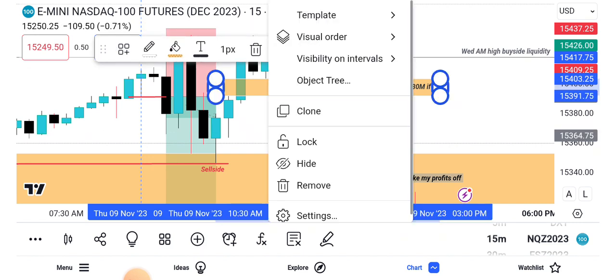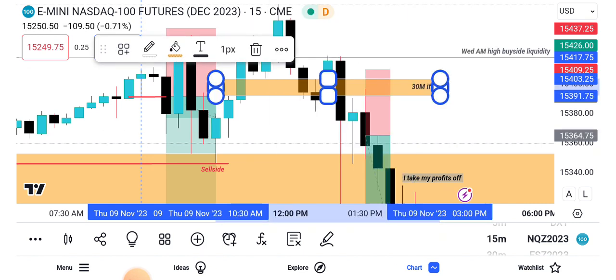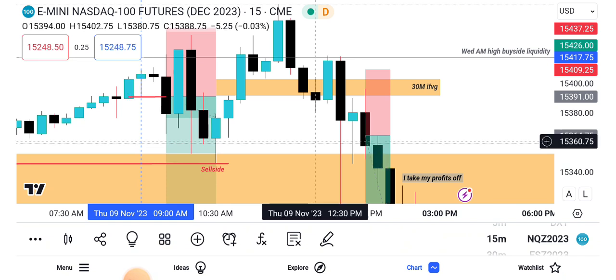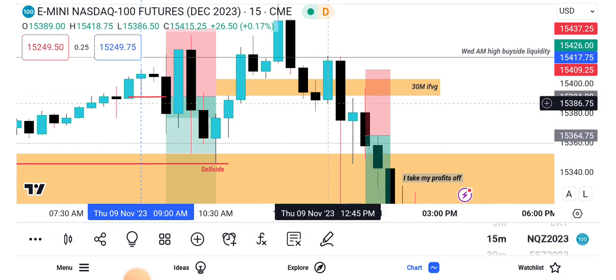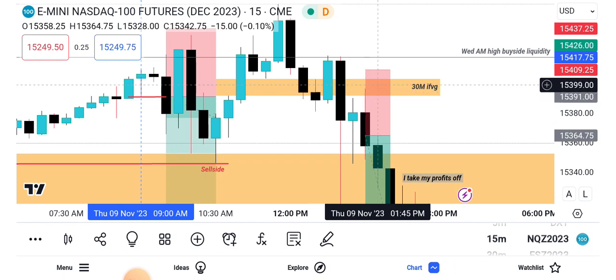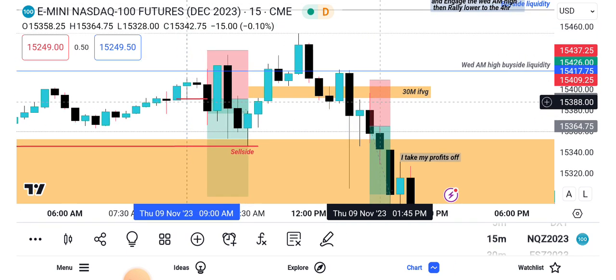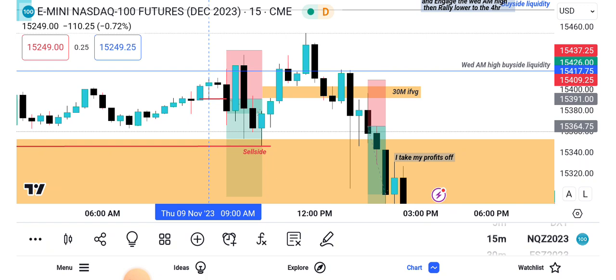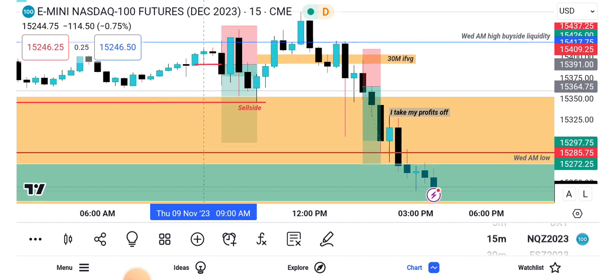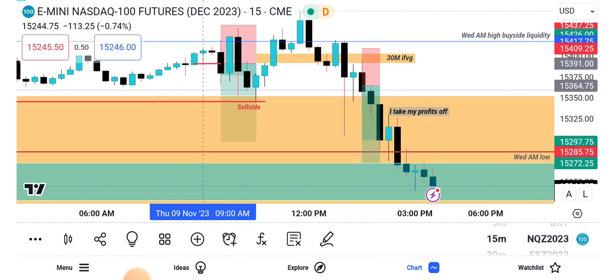Let me zoom it back. So you can see this bullish candle, we have this as a breaker, so price retraced into that breaker, and also the 30 minutes inversion fair value gap, then sold off. This would have been our entry, but I didn't see it, but I got another one.